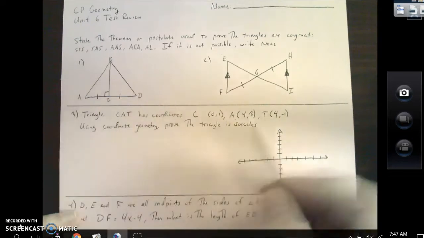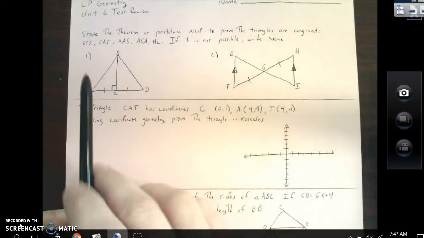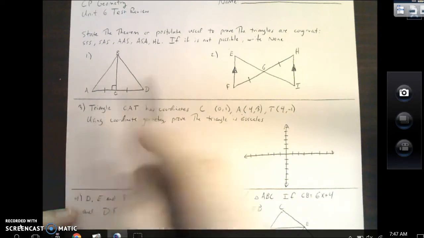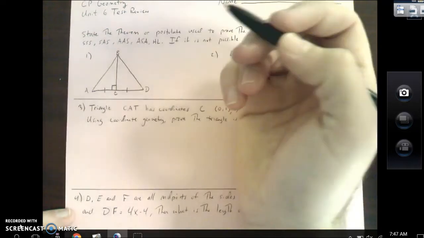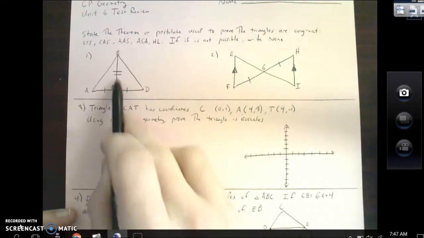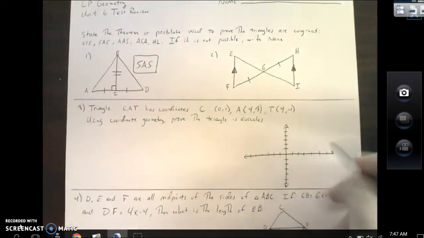Okay, so for number 1, we are stating the theorem or postulate used to prove the triangles are congruent. I have a side given right there. Okay, got a right angle back and forth. They share a side back to back. So there's my other side. So we're looking at S, A, S for our first one. Okay, that's all we're looking for.